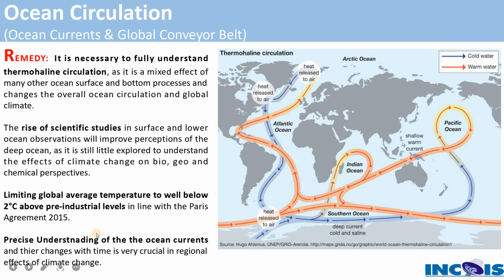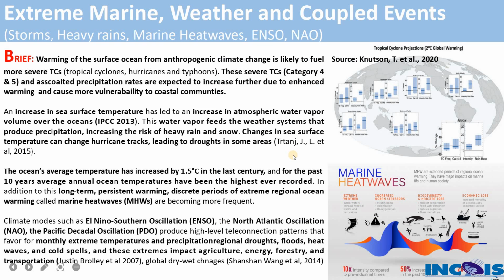And of course, we should have a precise understanding of the ocean currents and their changes, because it's very crucial in knowing the effects of regional climate change. That's just like I told, the formation of greenlands and grasslands and deserts and all, right?